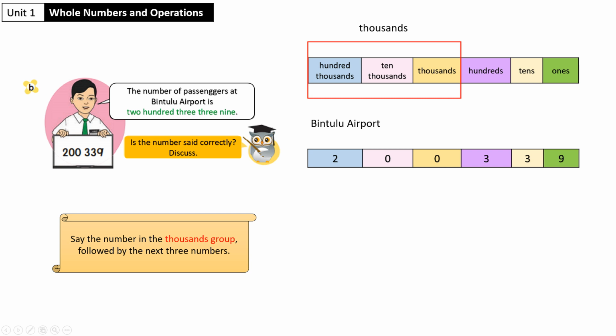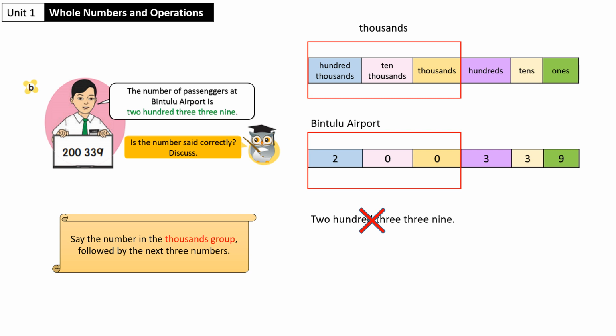Okay, let's check whether he said it correctly or not. Ini yang murid itu sebut, 200339. Is it correct? Wrong. So, what is the correct answer? Yeah, this is the correct answer. 200,339. Student can pause this video to check sama ada jawapan ini ataupun perkataan ini betul dengan nombor yang ditunjukkan atau tidak.